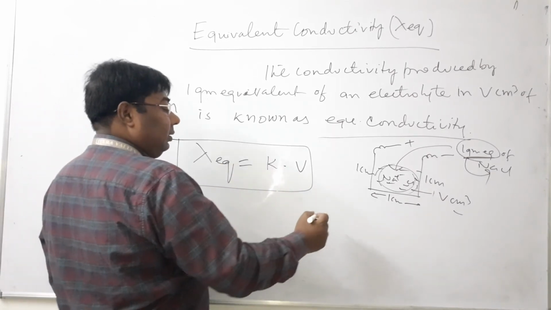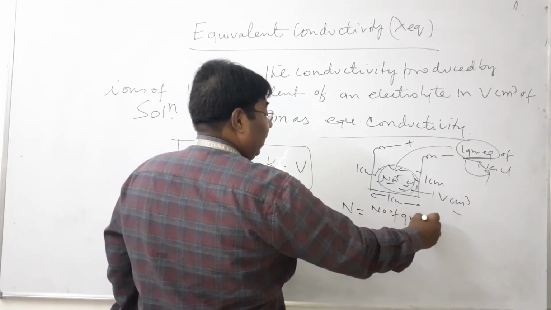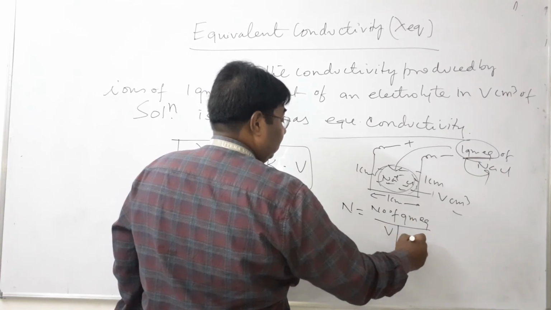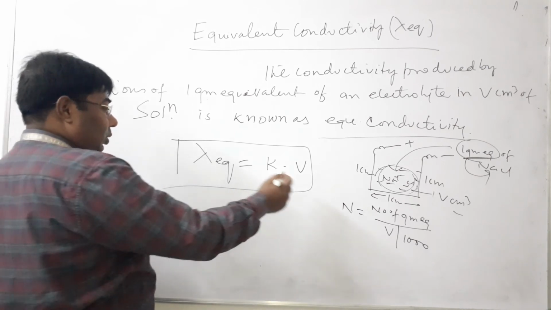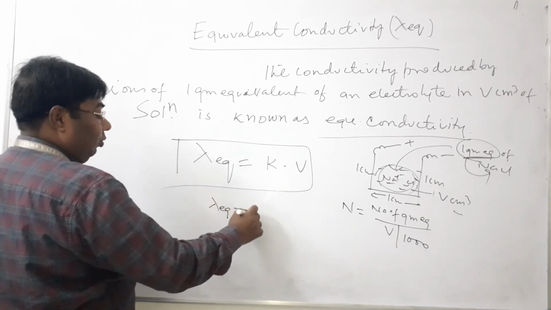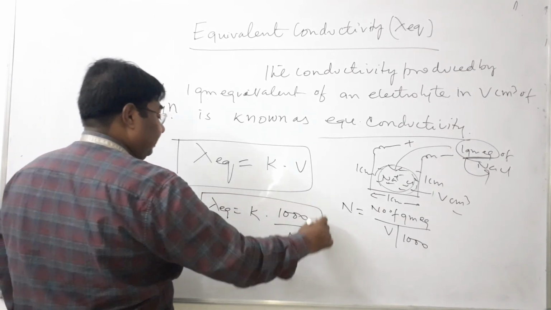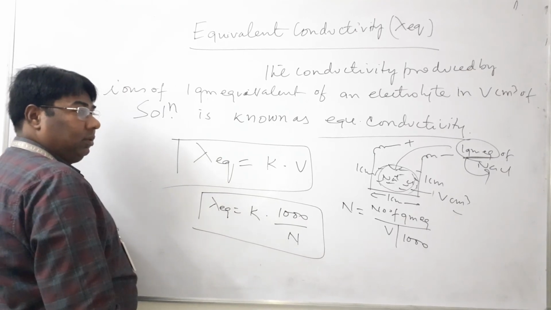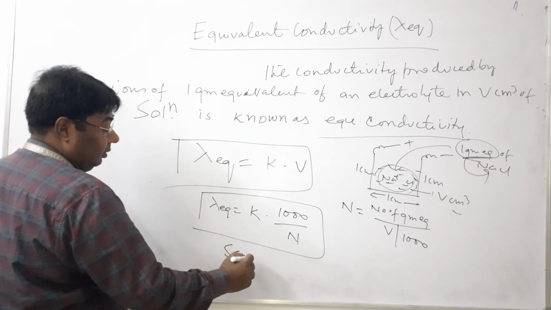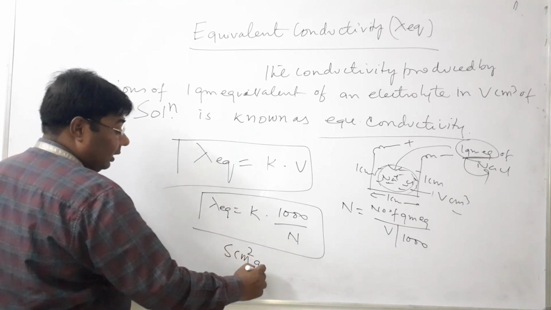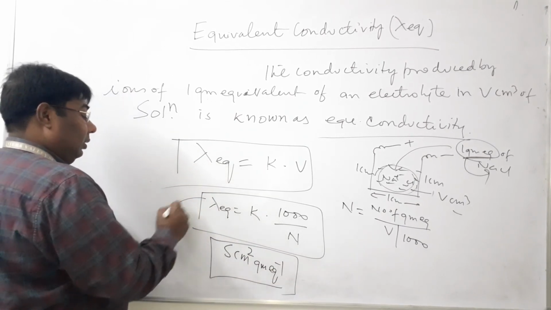And all of you know that normality is equal to the number of gram equivalents by volume in ml or centimeter cube, multiplied by 1000. So lambda EQ is equal to conductivity into 1000 by N. This is also a formula of lambda EQ, and the unit is Siemens centimeter square gram equivalent inverse. This is the unit of lambda EQ.